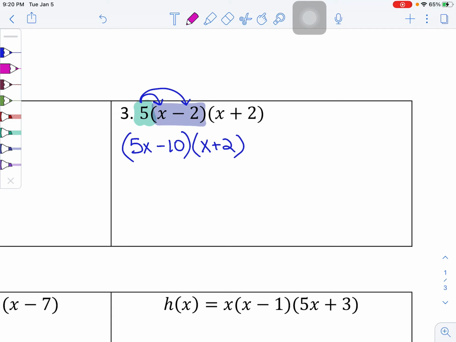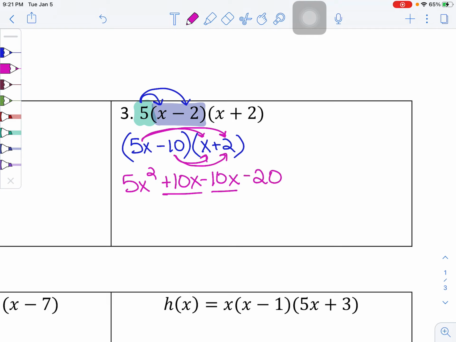All right, I'm going to distribute again here. So let's see, 5x times x is going to be 5x squared. 5x times 2 is going to be positive 10x. Negative 10 times x would be minus 10x. And then negative 10 times 2 is negative 20. Two middle terms right here. Because one's positive 10x and one is negative 10x, they'll actually cancel each other out. And so you're left with 5x squared minus 20. All right, so that's the review of multiplication.